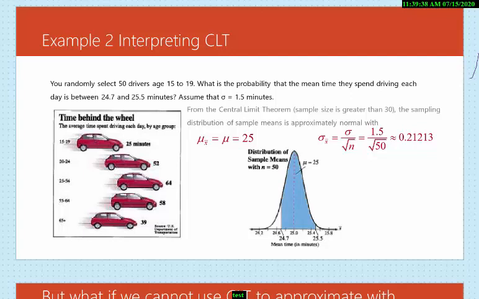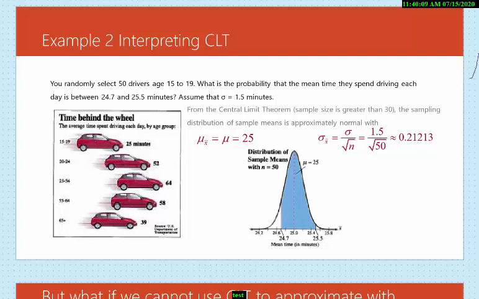Okay, good. What does CLT tell us? That the mu is equal to the mu of the population. That's the one thing. Do we know the mu of the population? Well, it's equal to 25. And what about the sigma? Well, the sigma of this distribution is going to be equal to sigma divided by square root of n. So in this case, 1.5 divided by the square root of 50 is 0.21213. This is what we know.